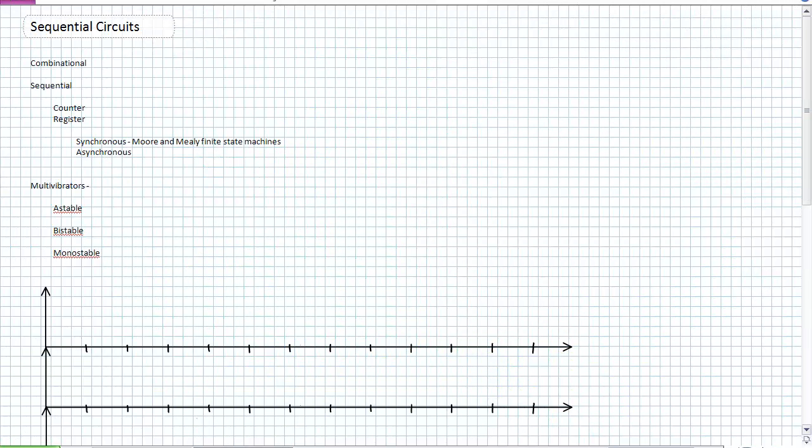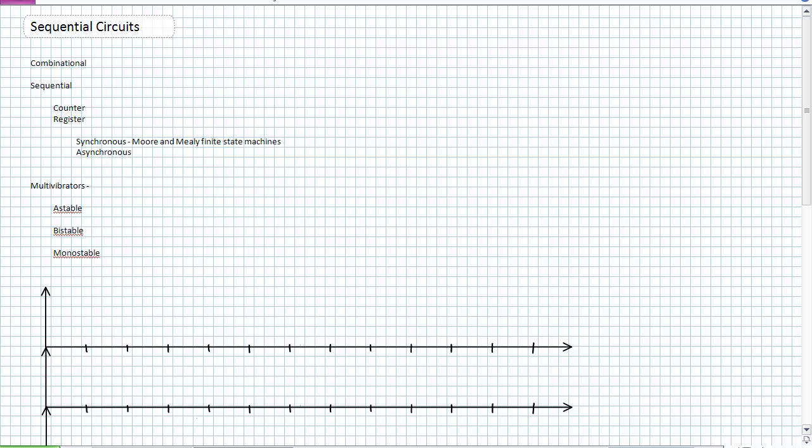Okay, so up until this point, we have been dealing with what is known as combinational logic circuits. A combinational logic circuit, if you remember, is something that directly responds to its current inputs and changes its outputs. And now we're going to step into a different world, which represents a major transition in digital electronics, where we're going to talk about sequential circuits.